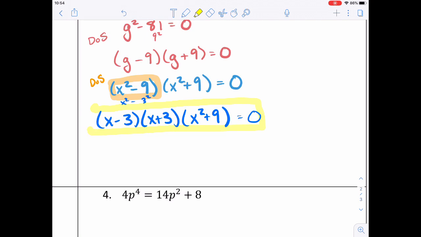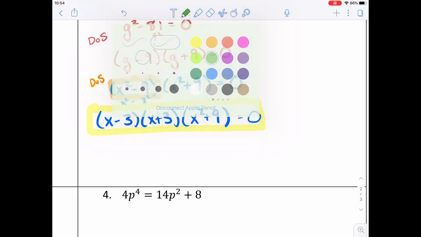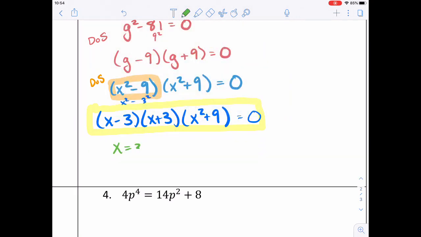Now let's look for our solutions. Our first two solutions drop out pretty easily. That's 3 and negative 3. Remember we said we're expecting 4 solutions, so we are expecting 2 more. And it makes sense that this degree 2 factor will give us those 2 other solutions. So let's set x squared plus 9 equal to 0. We're going to subtract 9. Then we get x squared equals negative 9.